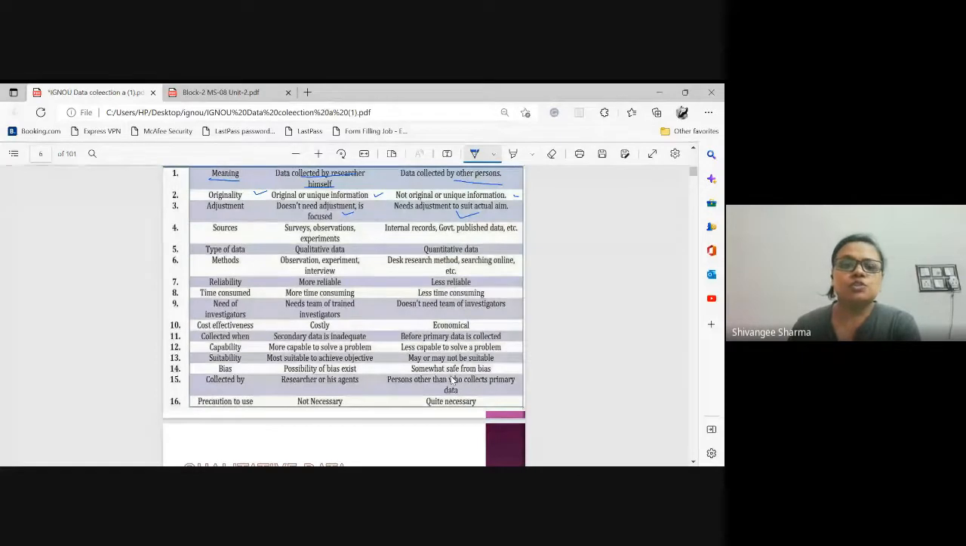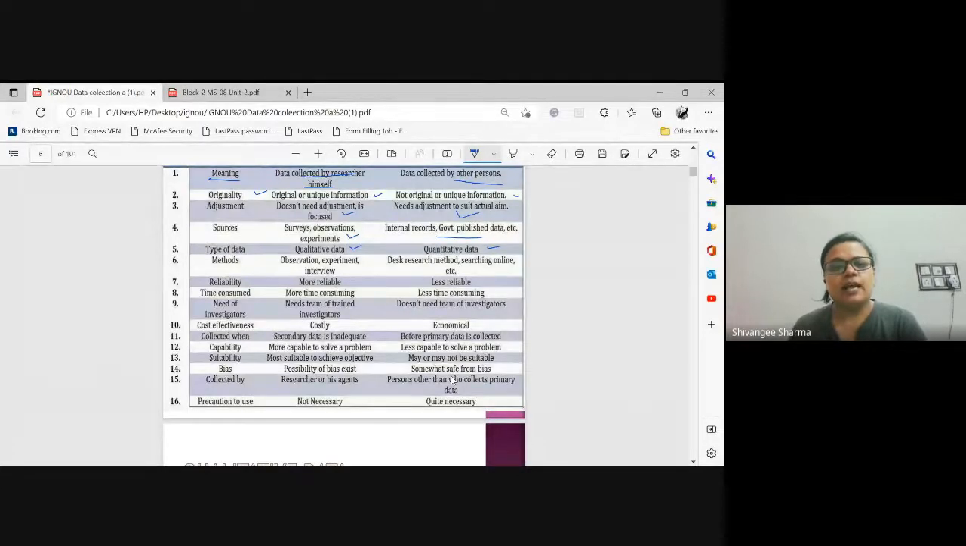Then come the sources. So we have surveys, observations, experiments for primary data, and internal records or government published data as the sources of secondary data. Then, yes, of course, secondary data is mainly quantitative in nature, and generally, your primary data is qualitative. It can be quantitative also, but in general terms, it is qualitative. For collecting any qualitative data, you need to have primary instruments like questionnaires and interviews, etc.